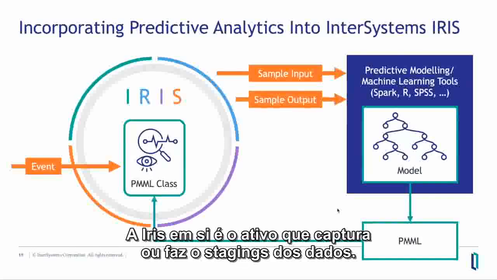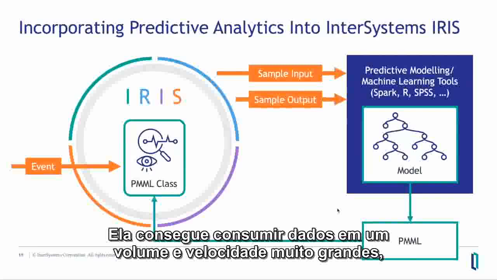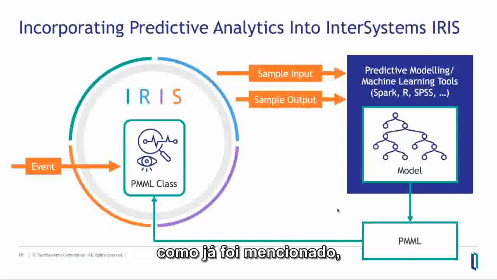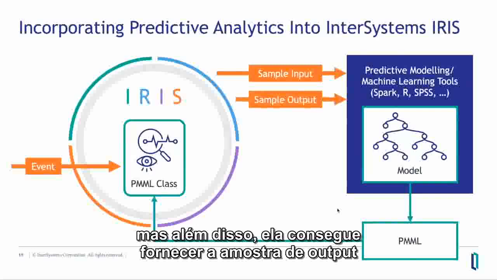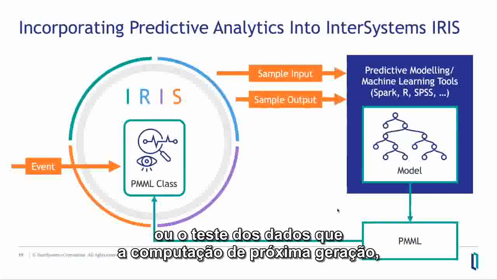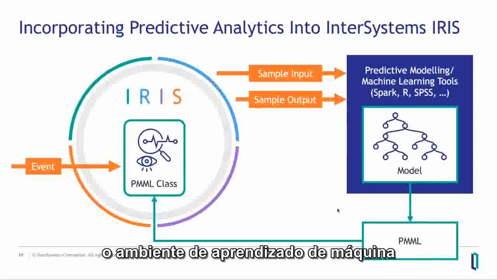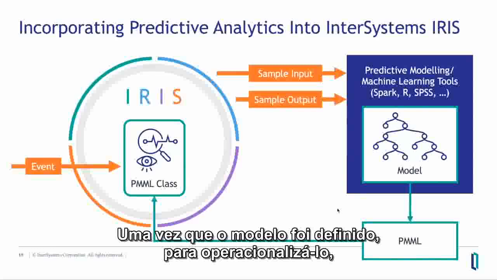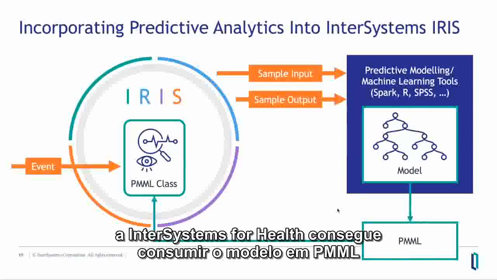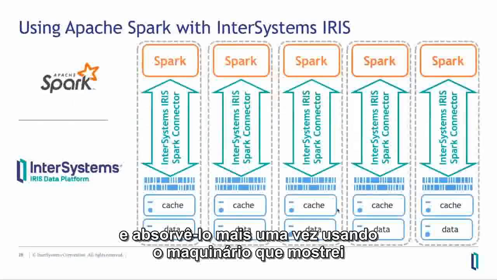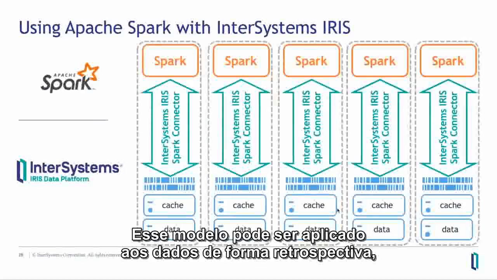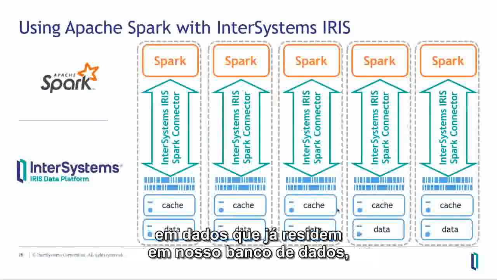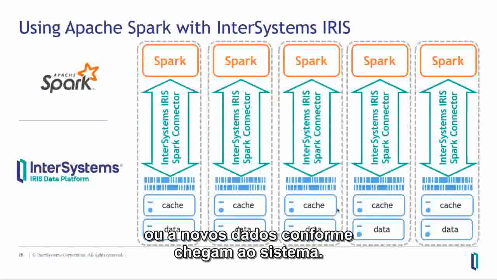Iris in itself is a data capture or data staging asset, if you will. It can consume data at a very high rate, as I already outlined, but more importantly, it can provide the sample output or the testing data to next generation compute, the machine learning environment where the data scientists define their models, do their feature vector engineering, and define the actual model. Now, once the model is defined, to operationalize it, InterSystems Iris for Health can consume the PMML model and bring it back in using the machinery that I showed you in the live demo, where that model can be applied on the data both retrospectively, that already resides within our database, or to the new data as it flows through the system.